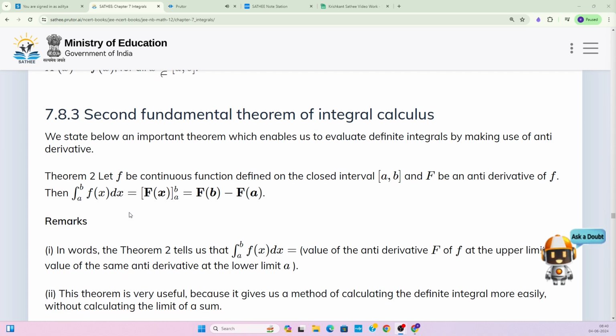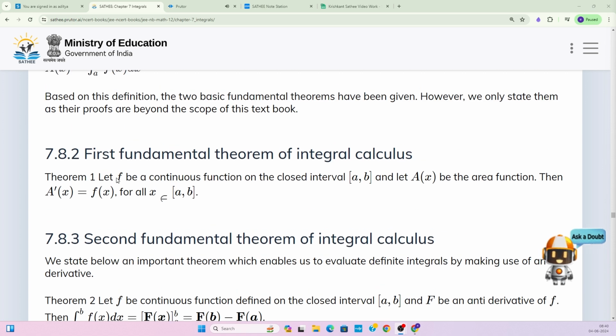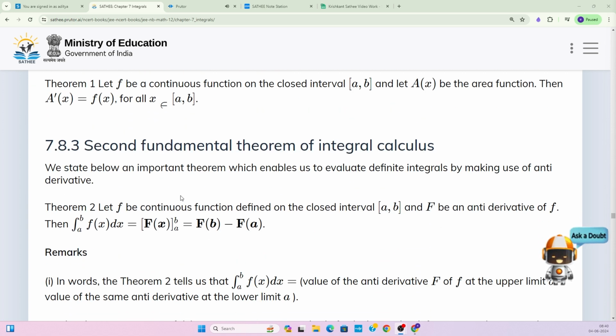Now, the second fundamental theorem of calculus says that if small f is a continuous function defined on the closed interval a to b, as in the first theorem as well, and capital F is an antiderivative of f, then the definite integral from a to b of f(x) dx equals capital F(x) evaluated from a to b, or in other words, F(b) minus F(a). I hope it is clear.